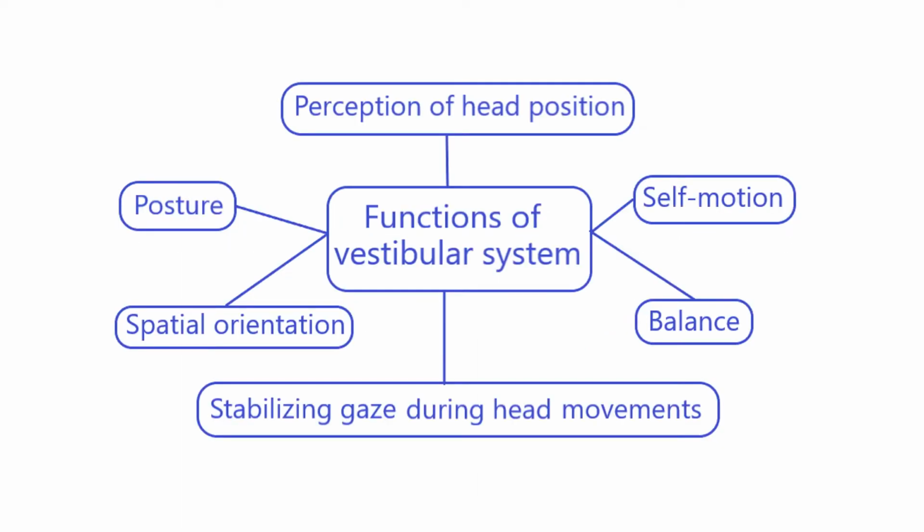The vestibular system performs important sensory functions, providing the perception of head position, self-motion, balance, and spatial orientation. It also takes part in stabilizing gaze during head movements and posture.